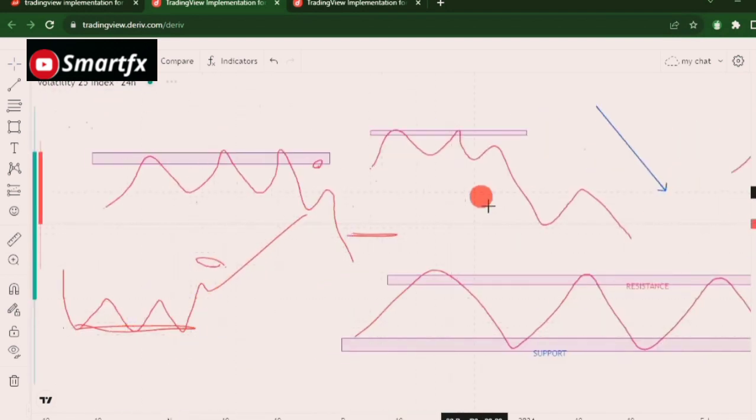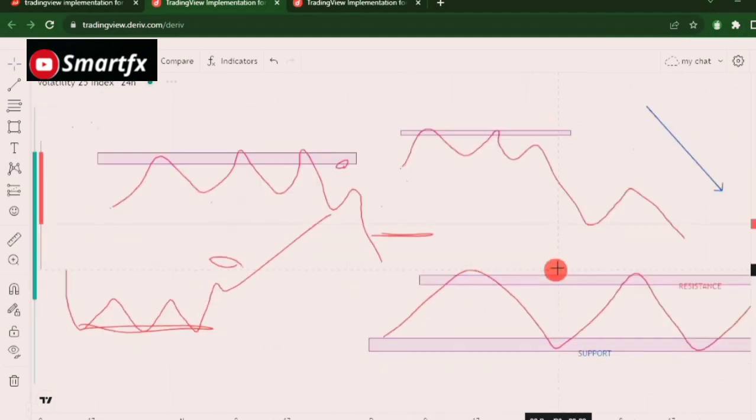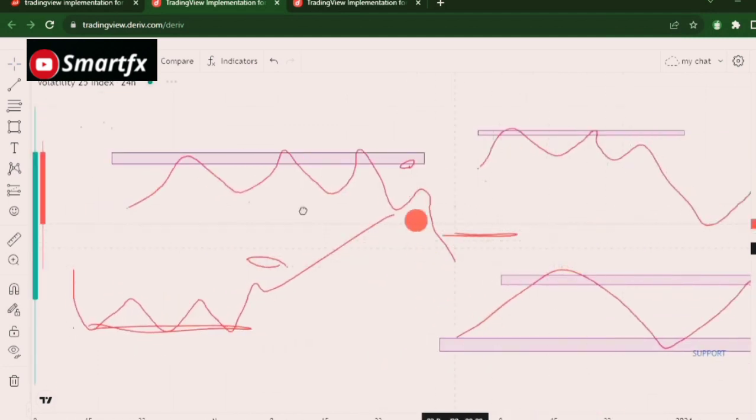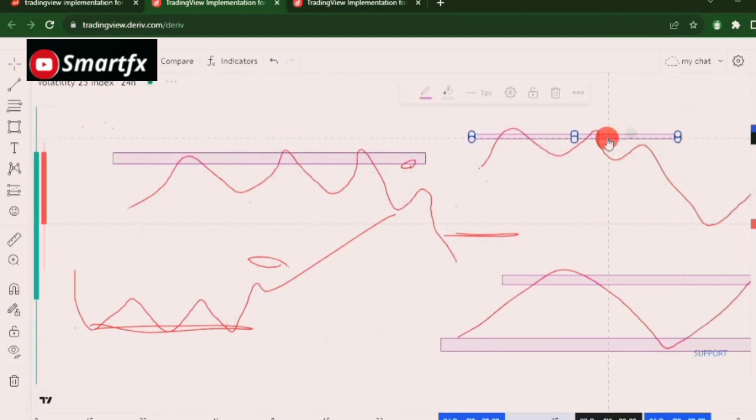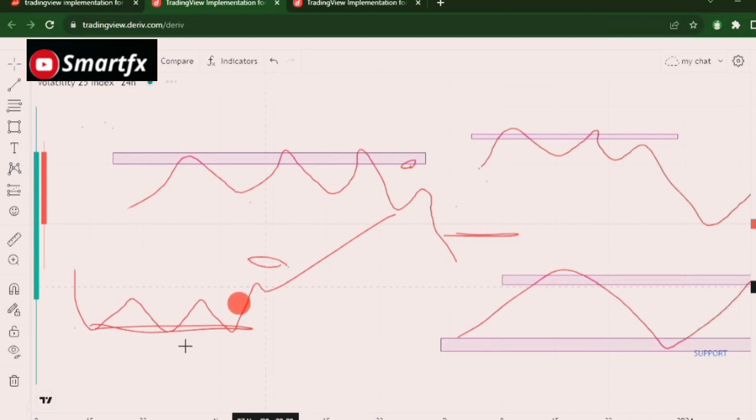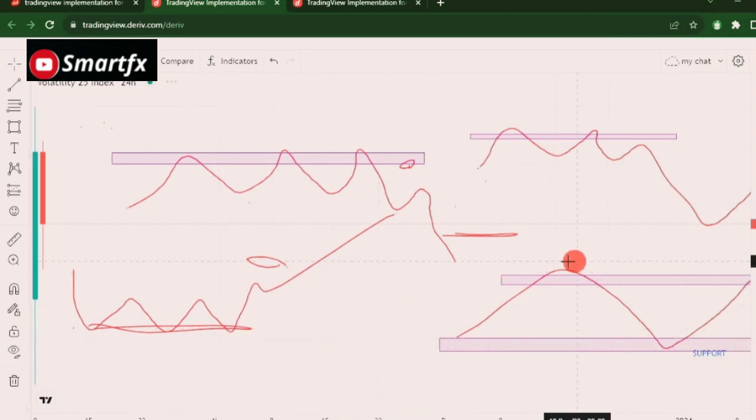I've taught you about the market structure, how the market moves, and then we have the ranging market, which is here, and we also have triple top, double top, triple bottom, and all of this.